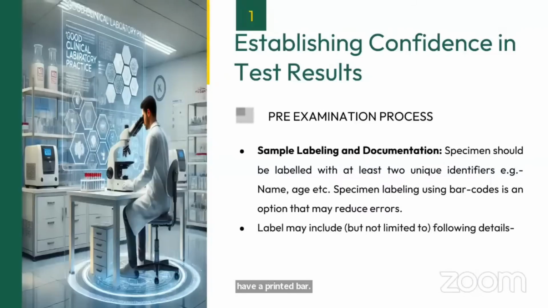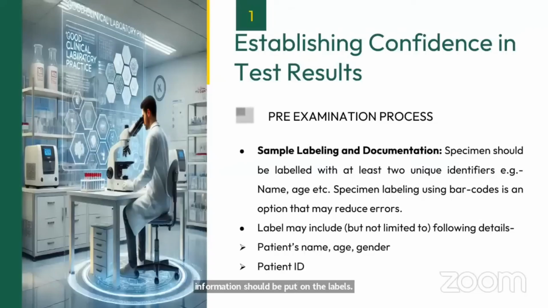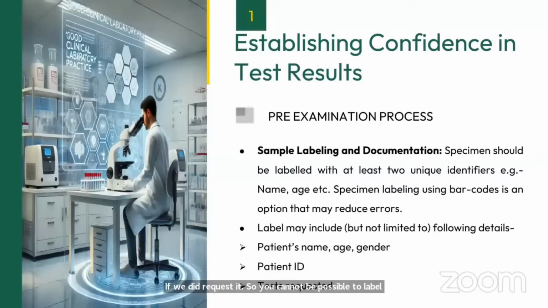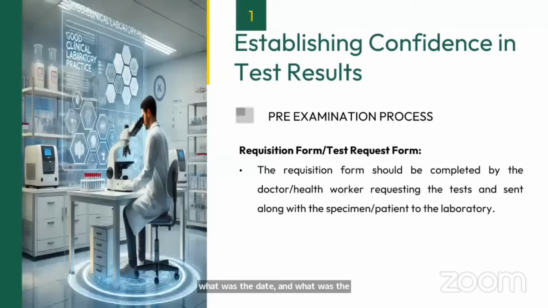Labels should include the following information. What information should be put on the label? Patient name, age, gender, their identification or patient ID, unique identifying number, and the test which is requested. It may not be possible to label all the tests, but a group of tests can be clubbed or certain short forms can be used. Time and date of specimen collection: when the specimen was collected, what was the date and what was the time. It should be mentioned on the label.